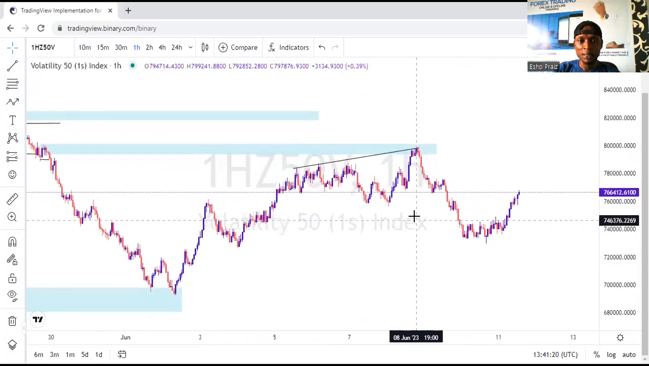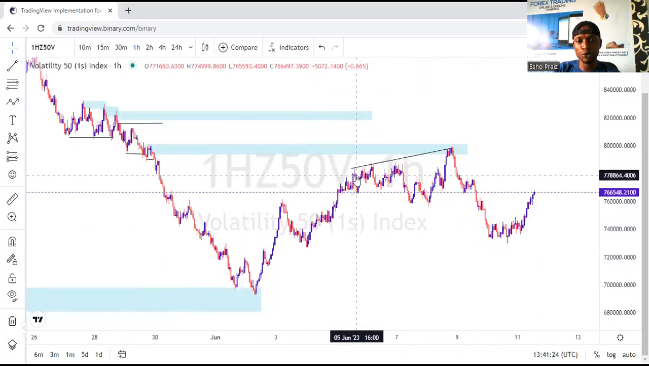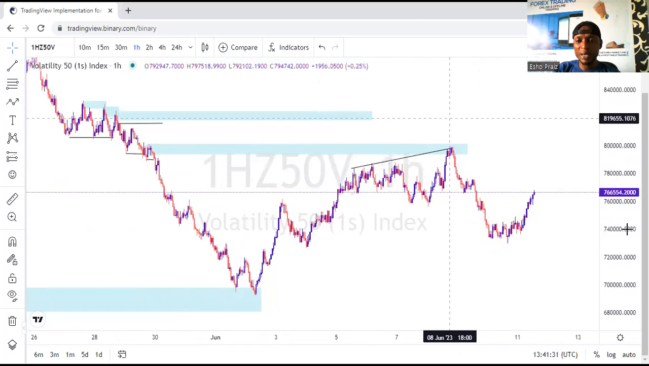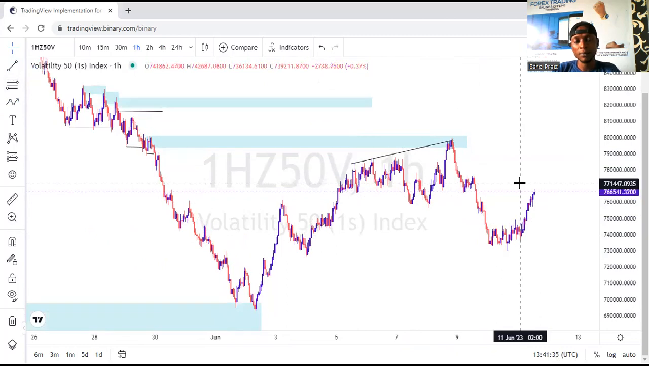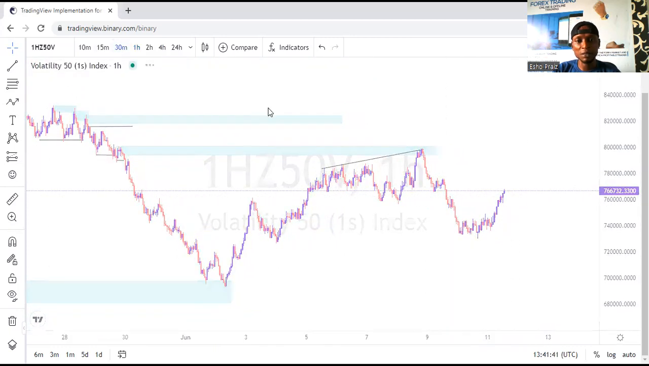You can see, as the market approaches this level, just bring out your trend line. This is our first touch here, second touch here, and this is our third touch. This is where I got the sell entry. It is as simple as that. Now, let's go down to 30 minutes to see a clearer view of it.